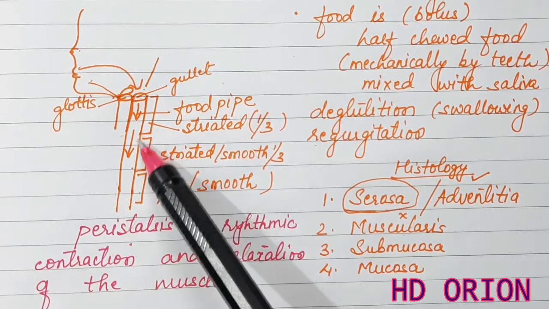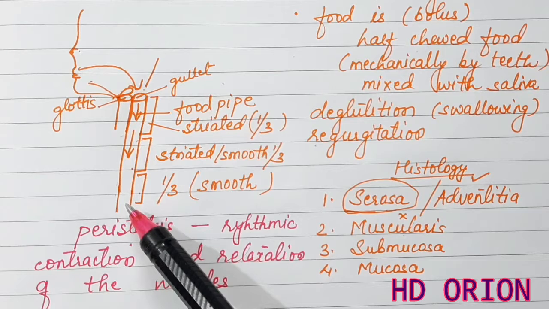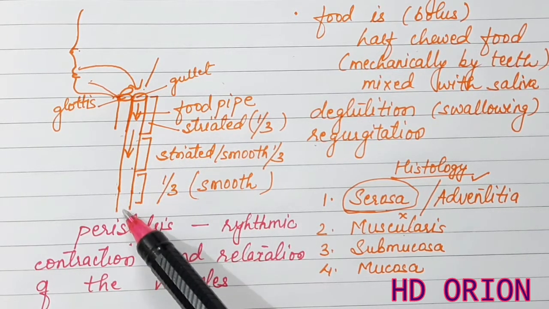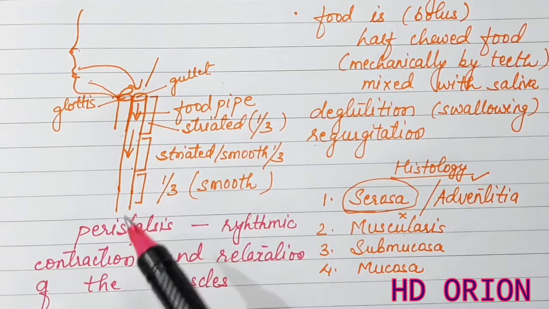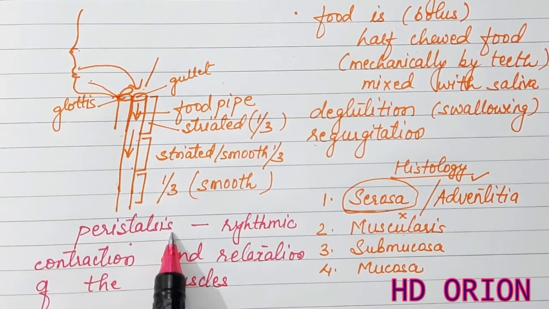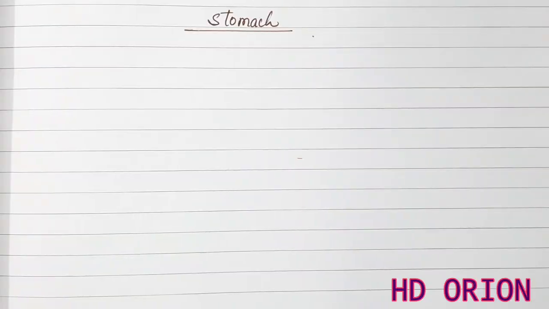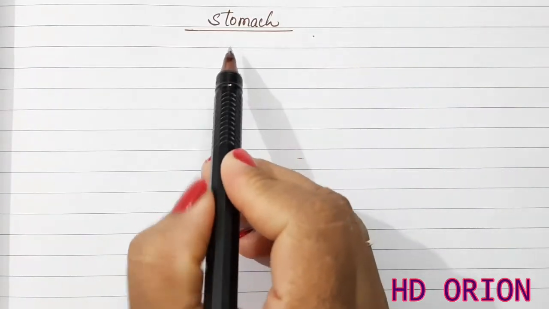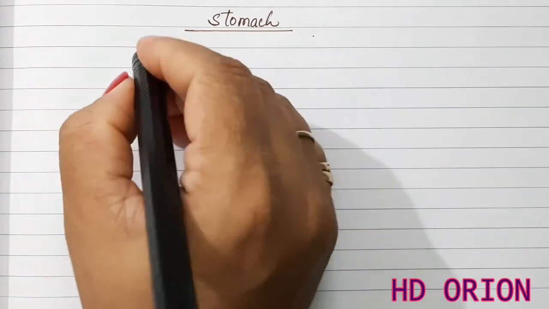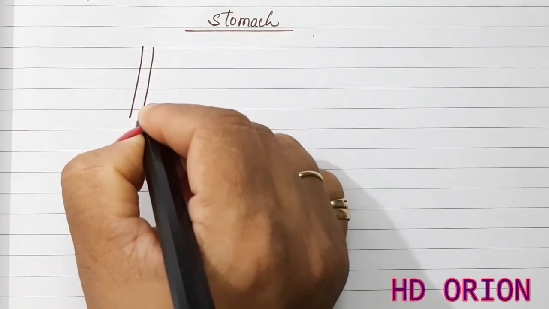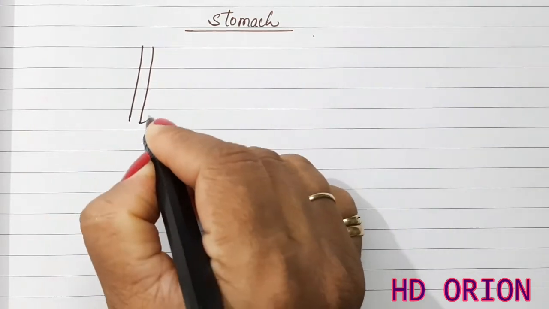This is a very thin tube-like structure, and when the morsel of the food is quite large, it becomes very difficult for it to come down. This opens into the stomach region. So the peristalsis facilitates the movement of the bolus, and this is the rhythmic contraction and the relaxation. Now let us see the next part, which is the stomach. This is the esophagus, which opens up in the stomach.